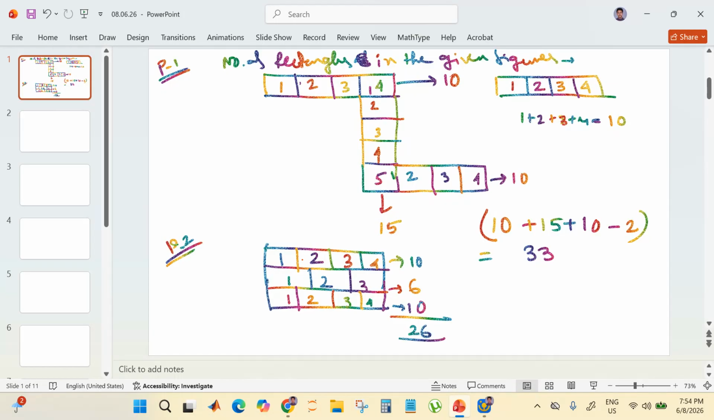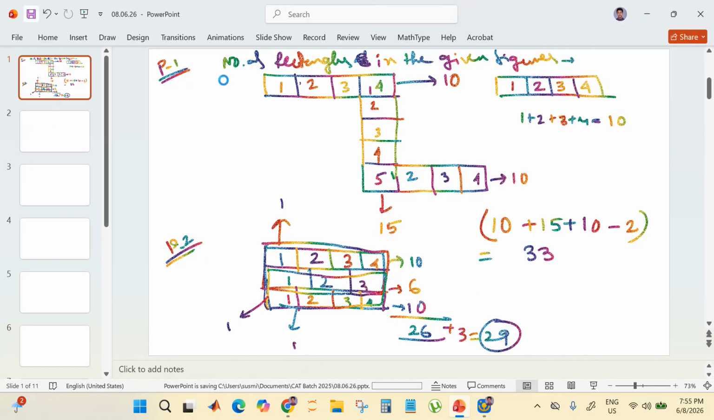But remember one thing, if we combine these two rows, then it will be a square. If I combine these two rows, also there will be a rectangle, and if I combine all these three, then also we have another one. So one, one, one. So another three we have. So 26 plus 3, that is 29 rectangles in this given figure.